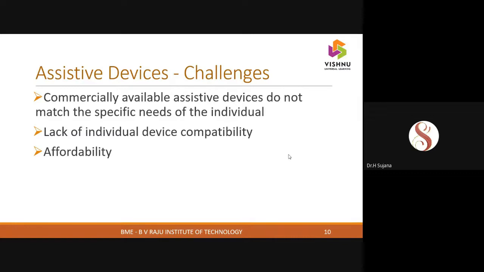If you don't have proper eyesight, you have to go to an eye doctor, get your sight tested, and get specs. Similarly, all commercially available assistive technology cannot be used by everybody. It has to be customized. So that's not available in many countries. And again, individual device compatibility may not be there.